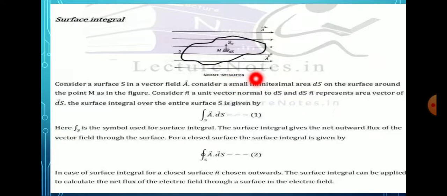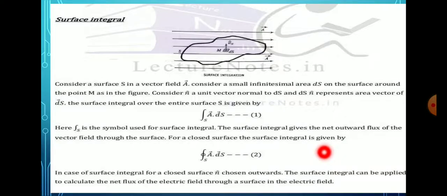Here flux means the number of lines passing throughout the surface. These are the number of electric field lines passing throughout the surface. So here, given the closed integration over S of A bar dot ds bar, in the case of a surface integral for a closed surface with n cap chosen outward, the surface integral can be applied to calculate the net flux of the electric field throughout the surface.